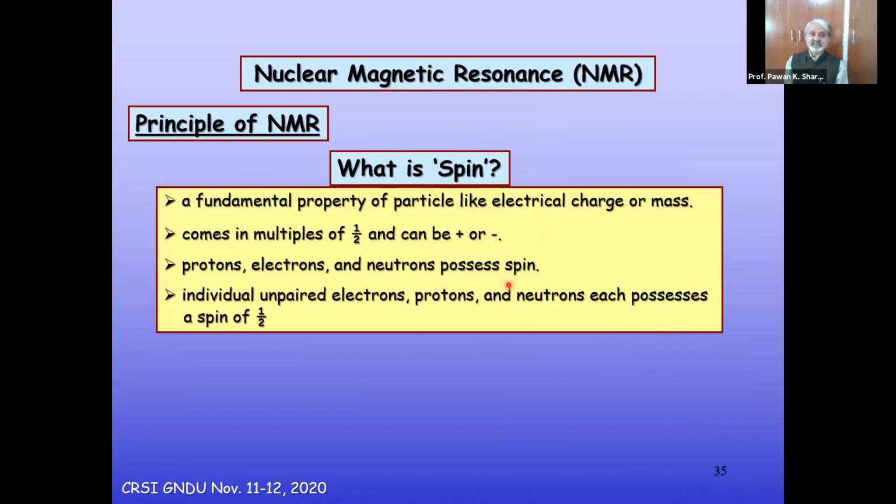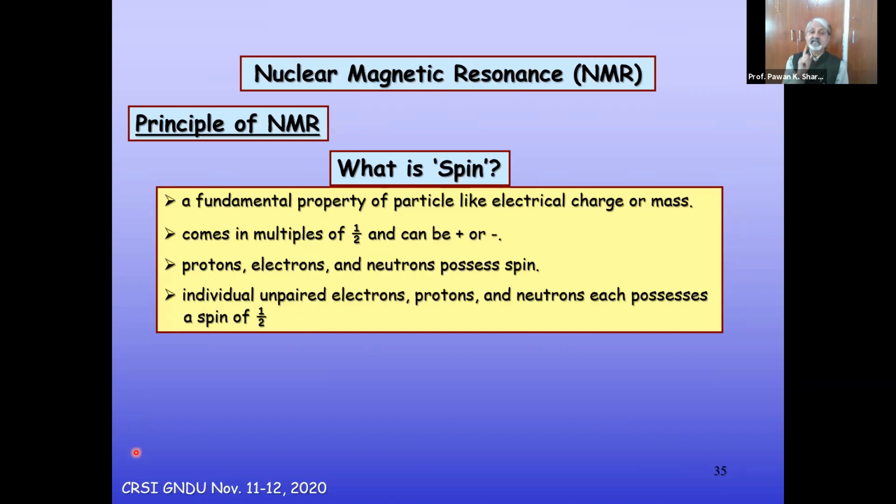And protons, electrons, and neutrons each possess spin. It is not electronic spin you are very much familiar with, but you most often do not talk about the spins of neutrons and protons. But protons, electrons, and neutrons each possess spin. And the last part, please remember this. This is very important for understanding NMR. The last characteristic of spin is that individual unpaired electrons, protons, and neutrons each possess a spin of half. This is very important. You note it. I'll use it many times in my lecture.